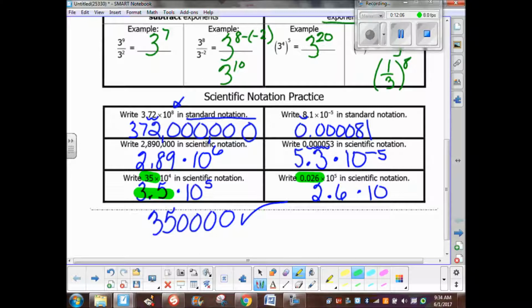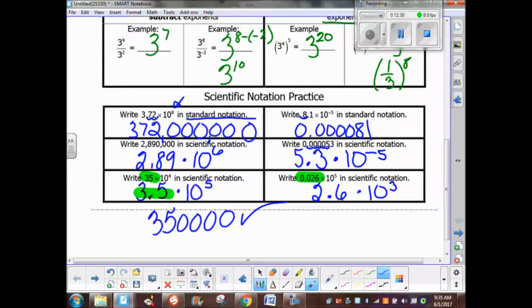Okay. So what do I need to do with that 5? Make it bigger or smaller? Smaller. I have to make it smaller. How many smaller? 2 smaller, so what's it going to be? To the 3rd.